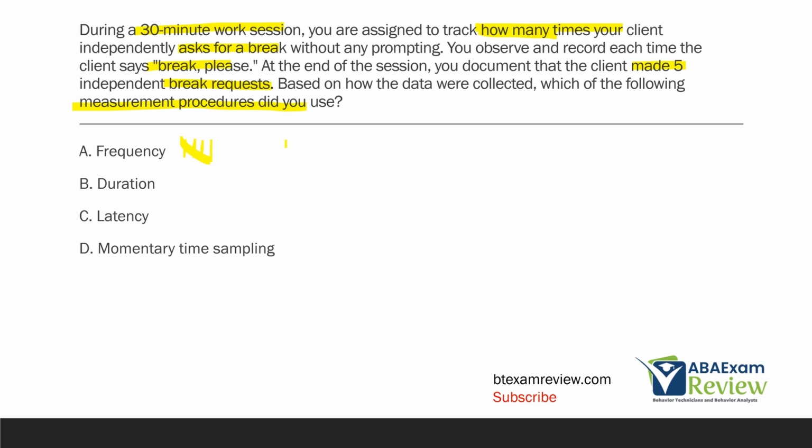Easy as that. If we're talking duration, if we're talking latency, we're thinking about time. So not how many, but how long. So B and C are out. Momentary time sampling has to do with an interval, right? So if we have a 1-minute interval, we're looking at the very end of that interval. Did the behavior occur or not? That's not what we did here. All we did here was count the number of break requests.